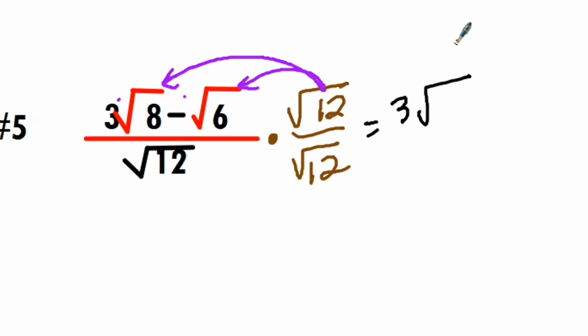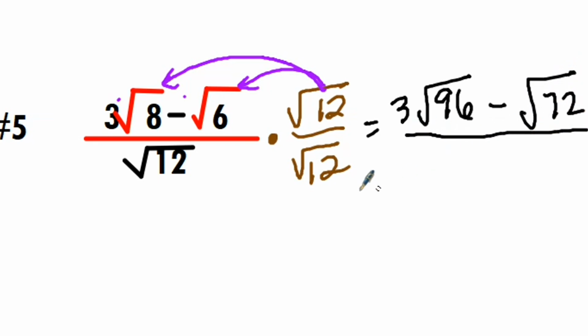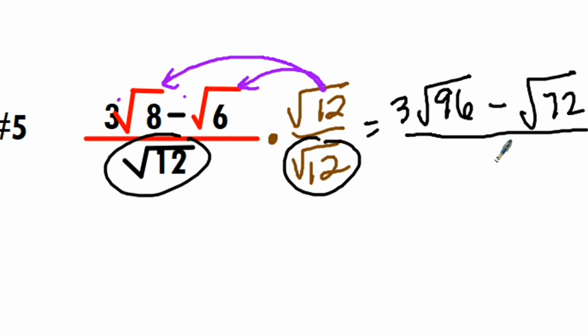That will give us 3 square root of 12 times 8, which gives us 96, minus 6 times 12, which is square root of 72, over square root of 12 times square root of 12, which is square root of 144, or just going to be 12.